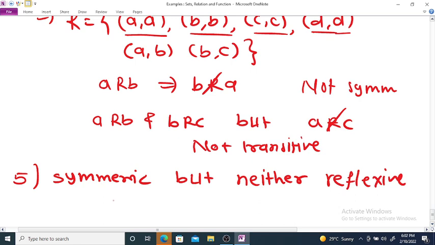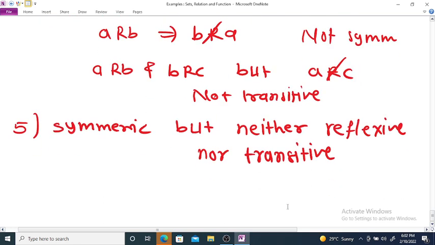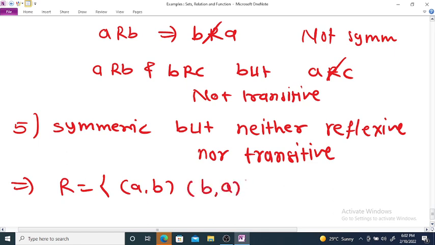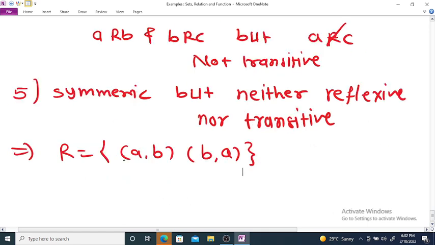Neither reflexive nor transitive. Symmetric but neither reflexive nor transitive. Now here the given relation should be symmetric, so consider AB, BA. Okay, now if you consider this set AB and BA, this relation is symmetric.